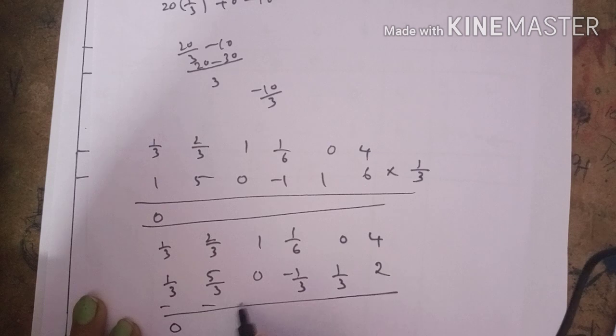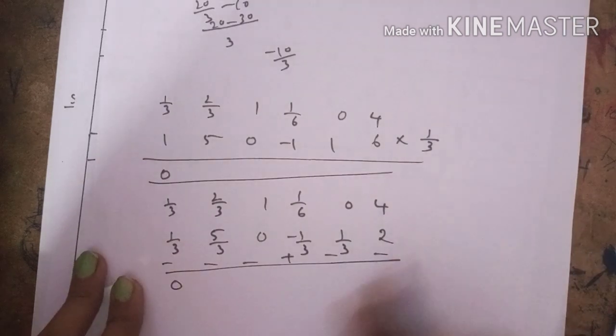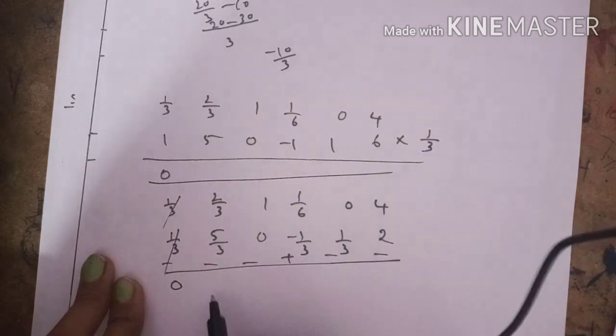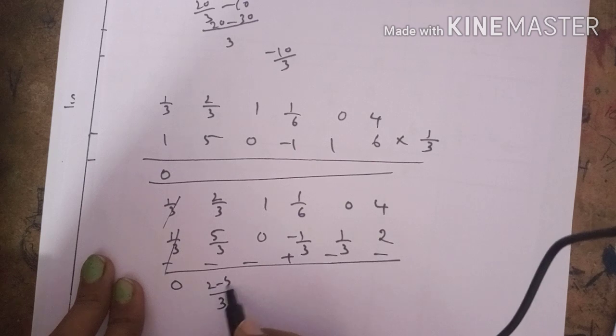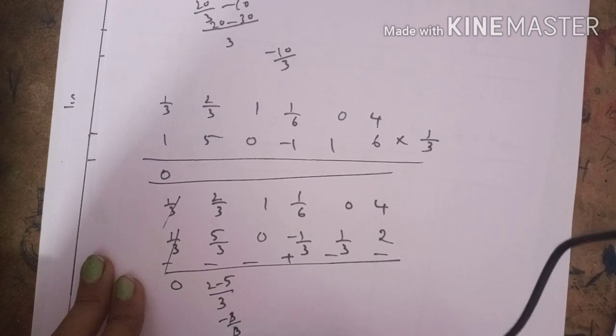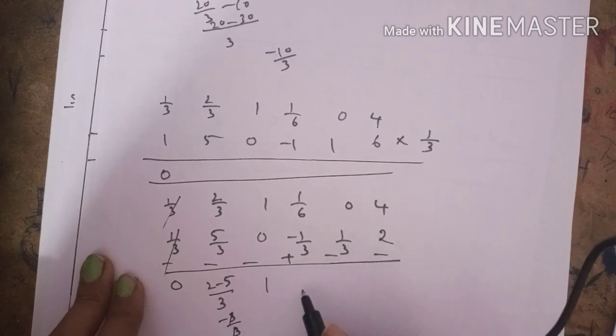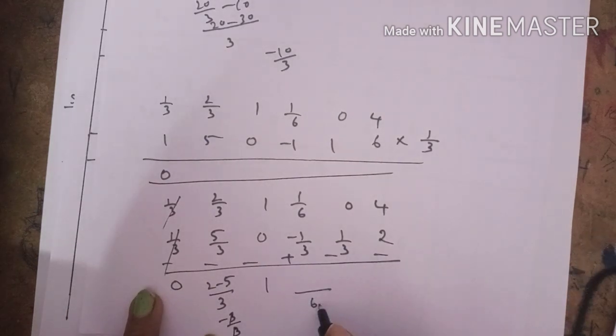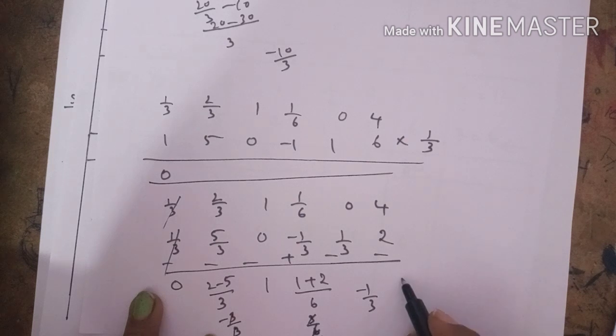Now to get 0 here we have to subtract. 1 by 3 plus 1 by 3 minus 1 by 3 gets cancelled, 0. 2 by 3 minus 5 by 3, LCM is 3, 2 minus 5 is minus 3 by 3, which is equal to minus 1. 1 by 6 minus 1 by 6 plus 1 by 3, LCM is 6, 6 cancel, 1 plus 3 is 2s, that is equal to 3 by 2, 3 by 6 means 1 by 2. Minus 1 by 3. 4 minus 2, 2.